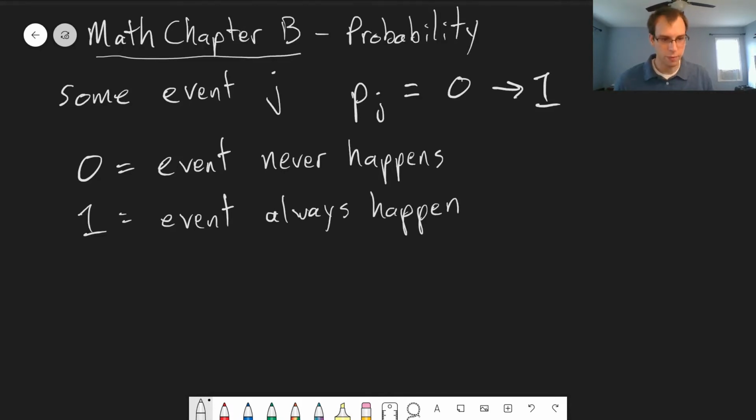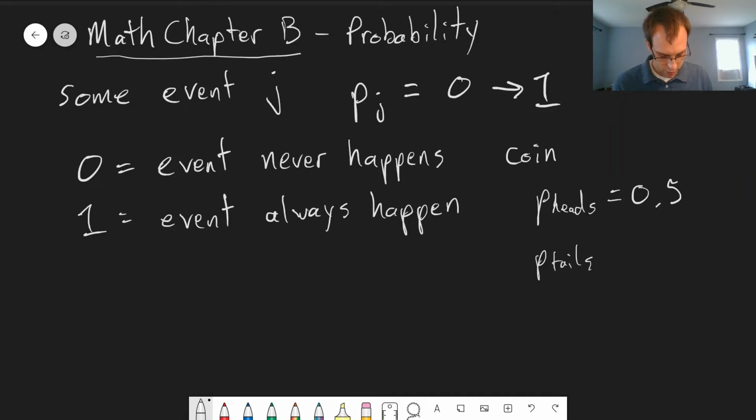So, for example, if we have a coin, we could say that P for heads would be equal to 1/2, and P for tails would also be equal to 1/2. If we assume we have a perfectly balanced coin, that gives us a 50-50 probability distribution.